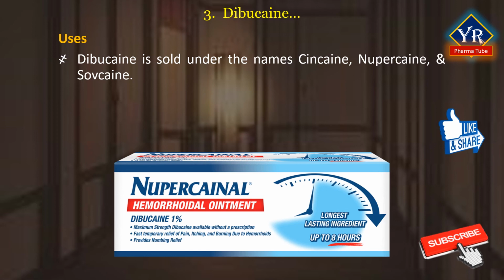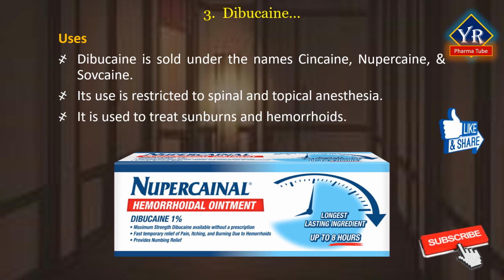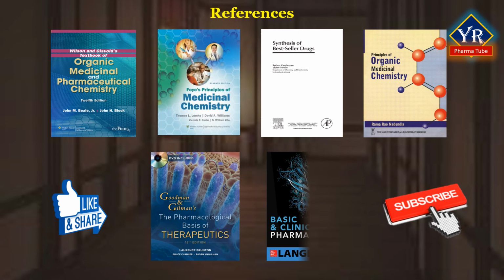Among the most potent and toxic of the long-acting local anesthetics, current use of Dibucaine is generally restricted to spinal and topical anesthesia. It is a topical amide anesthetic available in over-the-counter creams and ointments used to treat minor conditions such as sunburns and hemorrhoids. It has been found to be highly toxic when taken orally, inducing seizures, coma, and death in several children who accidentally ingested it. This is the list of references followed for the lesson.